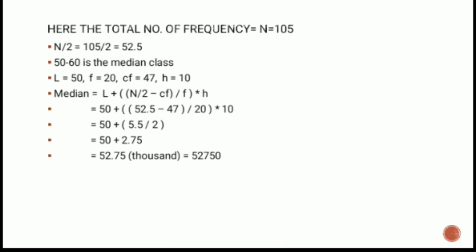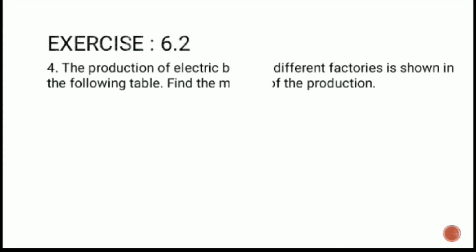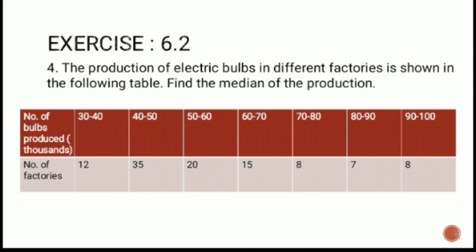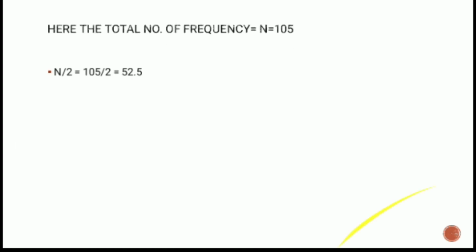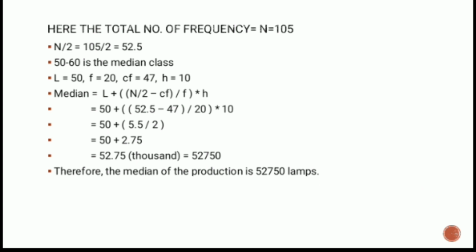gives you 52.75 thousand. See guys, in the question itself you have seen that all the products are in 1000, so that's why our answer will come in 1000. So 52.75 multiplied by 1000 gives 52750, this will be our answer. Therefore the median of the products is 52750 lamps.